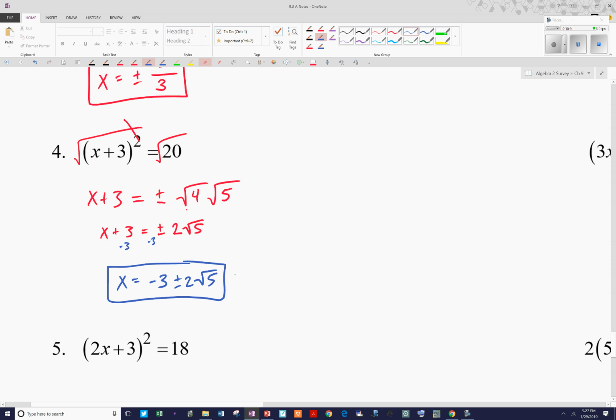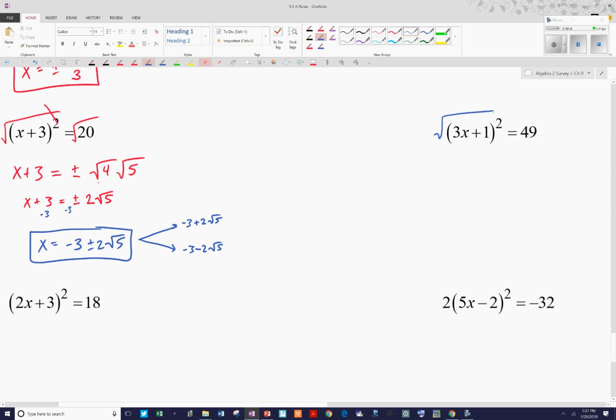Okay? What I want you to understand, though, is it really represents two different answers. One answer is -3 plus 2 square roots of 5. The other answer is -3 minus 2 square roots of 5. Those are the actual answers to this problem, but we just kind of leave it like this because it's easy to write it that way.